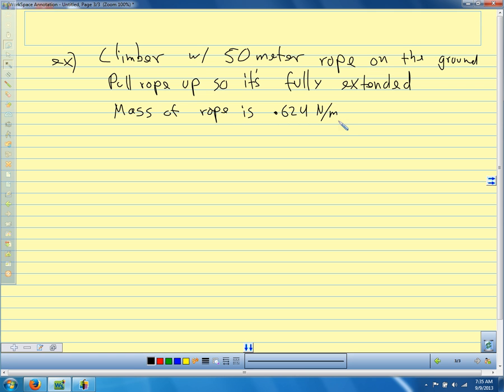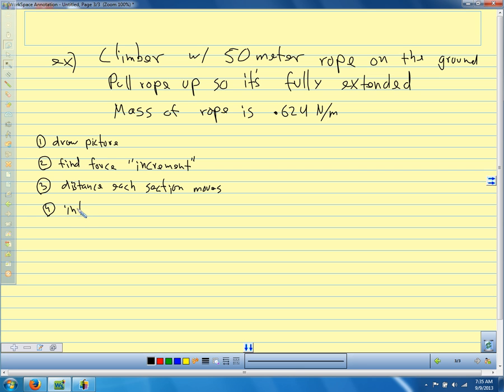For these kinds of problems, I always recommend drawing a little picture. We want to find the force, and I call it the increment, so a little piece of force. And we want to find the distance that each section moves. And then we integrate. We're going to integrate over the distance that we move.